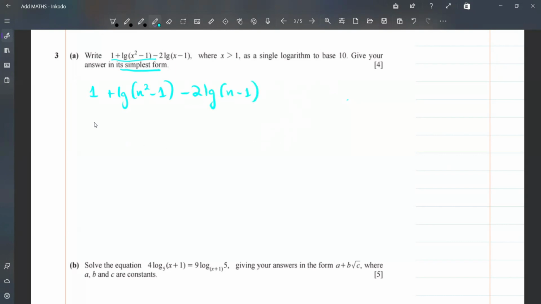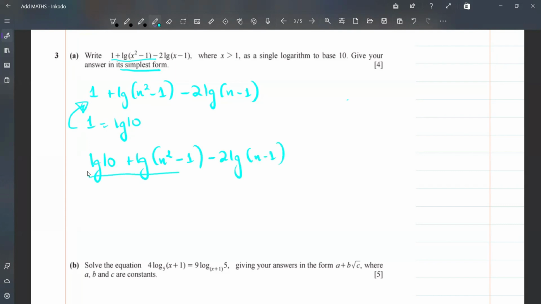Okay, so we can write 1 as lg 10, all right? Because log with the same base and power is equal to 1. Now let's incorporate this in this expression: lg 10 plus lg(x² − 1) − 2 lg(x − 1). Now let's add these two.